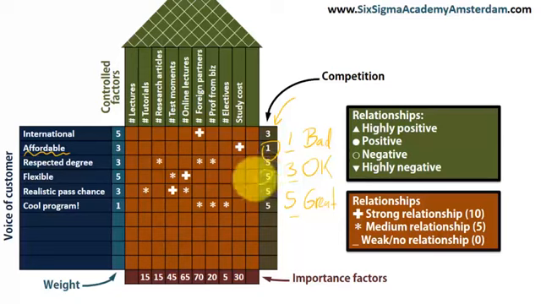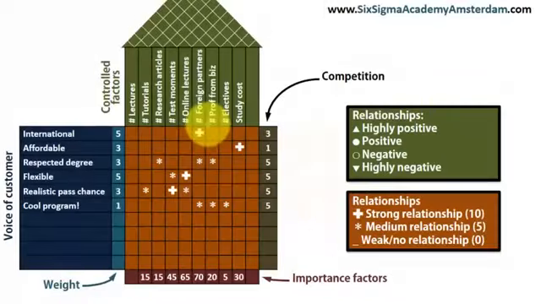But for instance, in terms of flexibility, we give them a score of 5. So our main competitor is doing an excellent job in providing a flexible business administration program to undergraduate students. Now, why do I need that information about competitors? Because it's an extra support in terms of information.